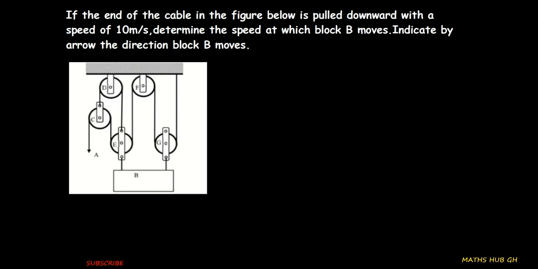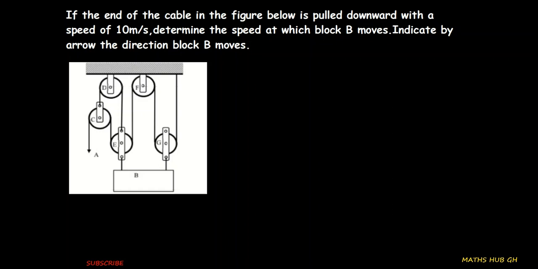In this video, you are going to solve this question I have on the screen. The question says, if the end of the cable in the figure below is pulled downward with a speed of 10 meters per second, determine the speed at which block B moves. Indicate by an arrow the direction of block B. Okay, so let's look at how you are going to solve this question.